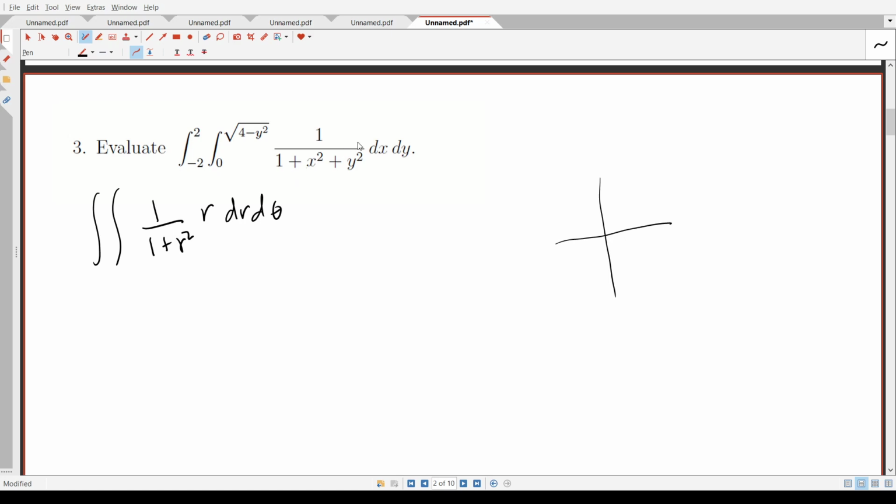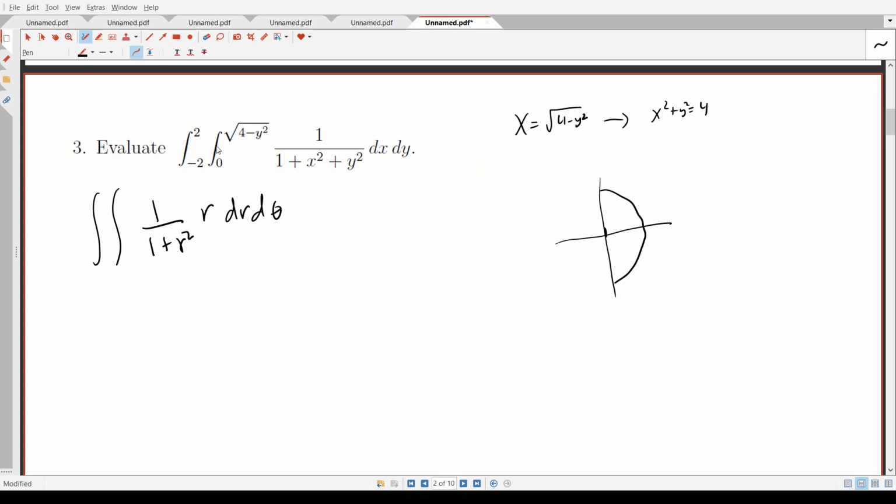Okay, so this is x. So here we have x goes from 0 here to x equals root 4 minus y squared. If I square both sides, I can rewrite this as x squared plus y squared equals 4. So this is the positive part of a circle. It's a half circle with positive x values. If there was a negative in here, we would get the other half.